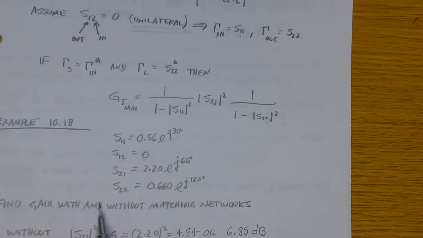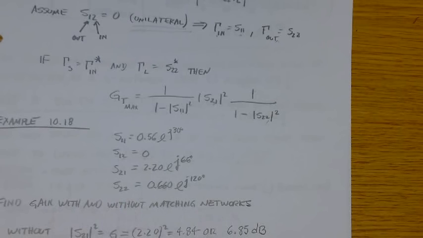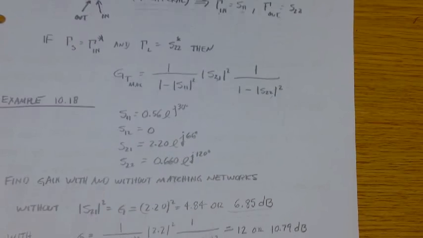And so if you find the gain without the matching network, it's just going to be the magnitude of S21 squared. Since that's given as 2.2, that's going to be 2.2 squared or 4.84, or about 6.85 dB.